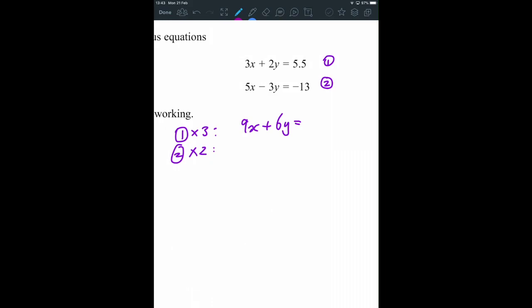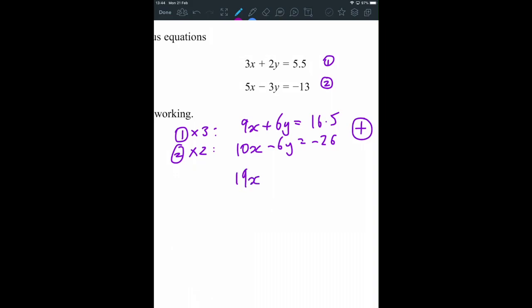5.5 times 3, I'm going to make sure that I'm not going to make a mistake, so I type that into my calculator. 16.5, times the bottom one by 2 equals negative 26. Notice I've timesed every single part. It's very easy to forget to times the numbers on the end. Now the y's have the same coefficient but with opposite signs, so I'm going to add them.